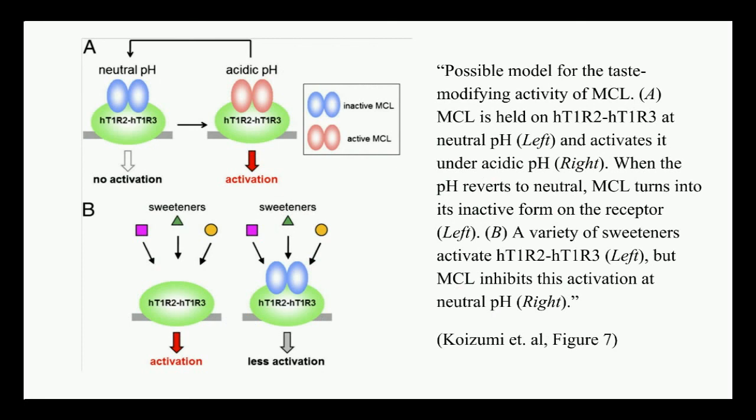This is a schematic for a proposed model of Miraculin's mechanism of action. First, Miraculin binds to the hT1R2-hT1R3 receptor when it makes contact with the tongue. It stays bound for up to an hour. When a sour solution is introduced to the bound Miraculin, Miraculin acts as an agonist. Miraculin then reverts to an antagonist when the local pH returns to neutral, preventing other sweeteners from activating the receptor.